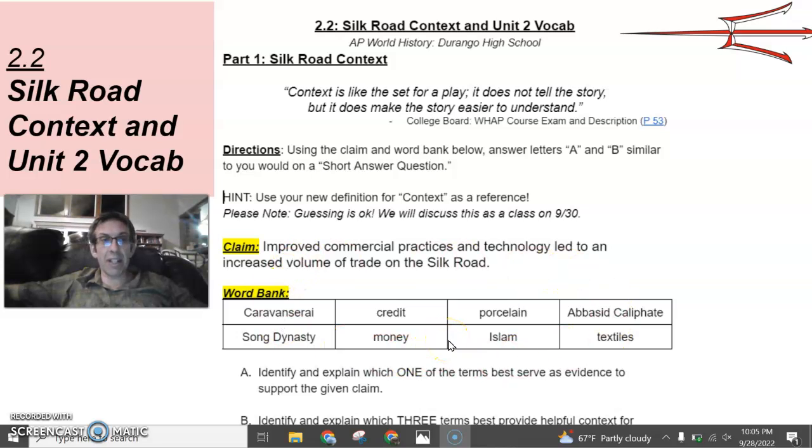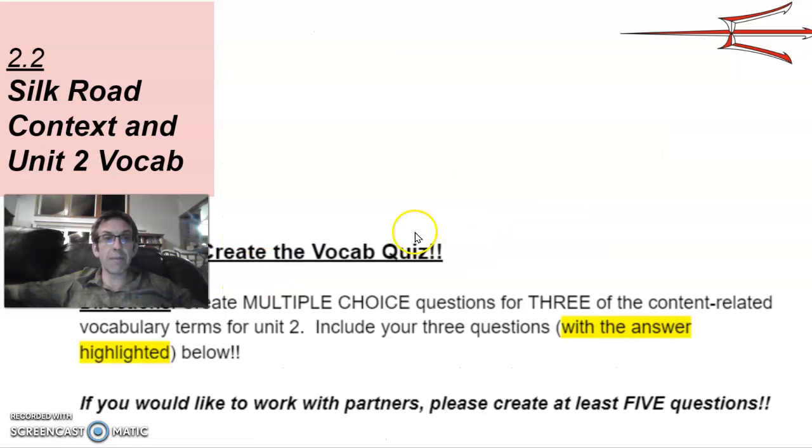That's where we need to use that definition of historical context to determine which of these words, or terms I should say, would be best context, and then which one is actually evidence for that claim. So it's a little tricky. We'll talk about it on Friday. Do your best. Try to do that in SAQ format to get a written response down, just like you would with an SAQ.